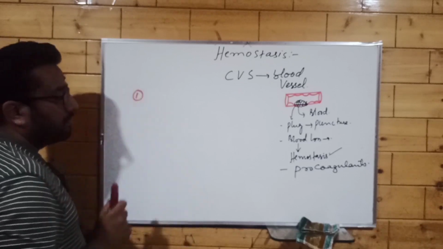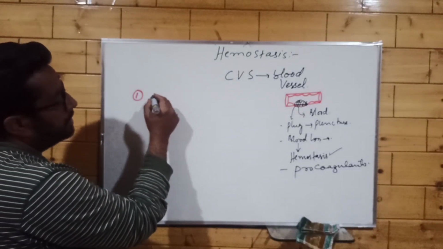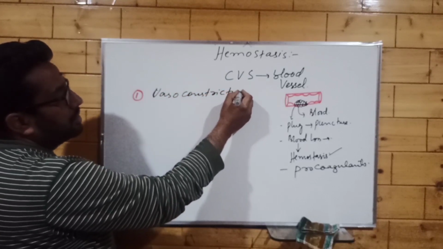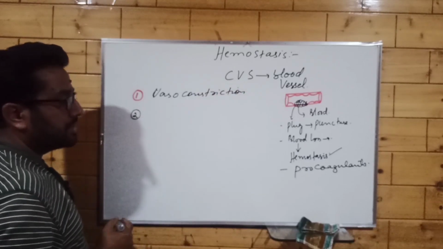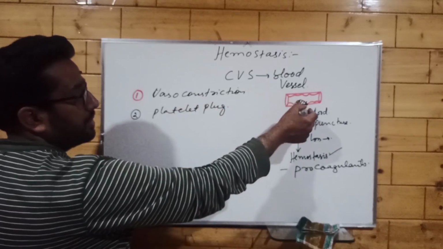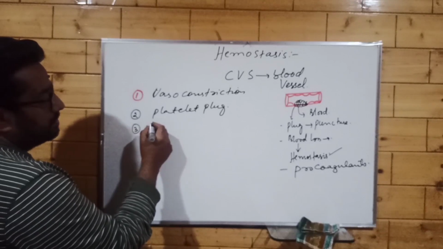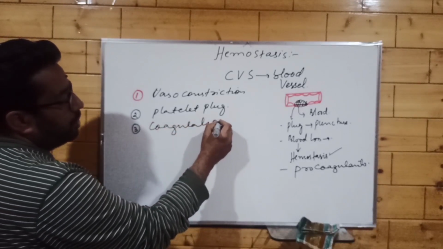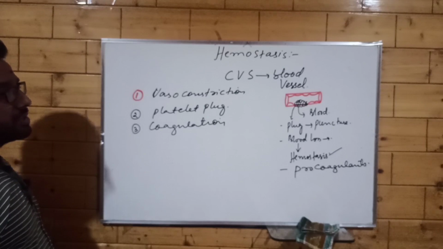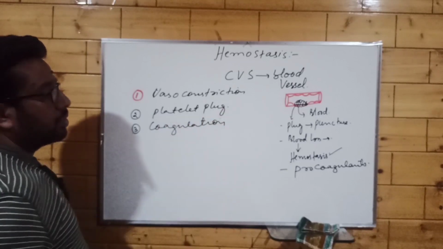Number one is vasoconstriction. Let me write the steps. Hemostasis is achieved: number one is vasoconstriction. Number second step is platelet plug formation. This puncture must be plugged. The injury must be sealed. And the third is that very famous term, coagulation. Coagulation is entirely different from the platelet plug. There's a difference. We will get to know each of these steps involved in the hemostasis. So vasoconstriction, number one, platelet plug formation, and there is coagulation.